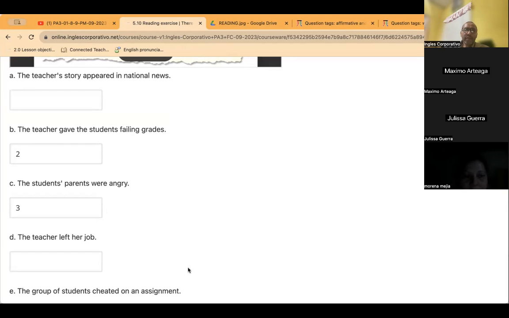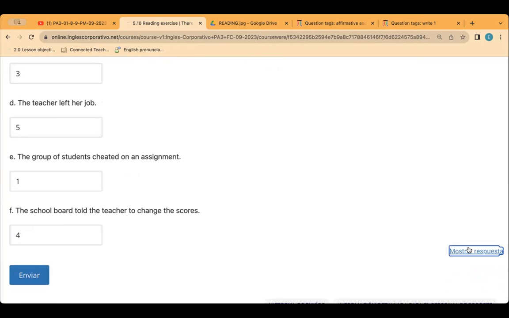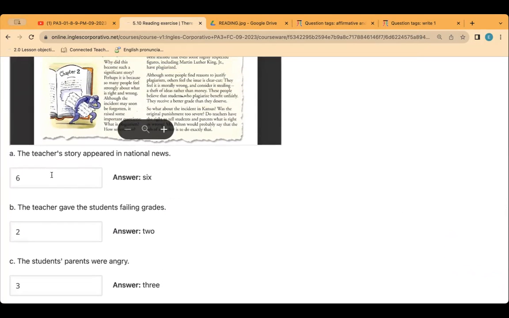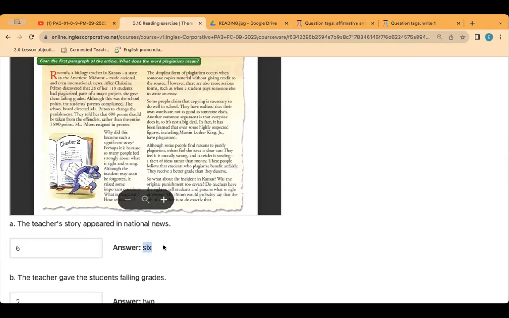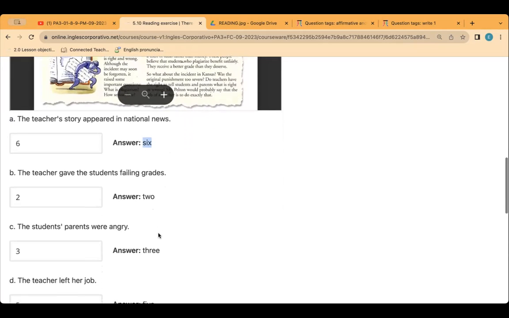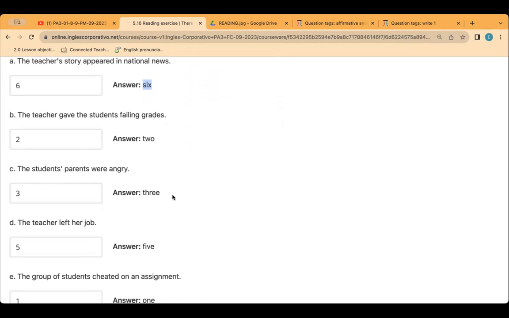Letter G, the teacher left her job. Do you agree? Yes. And the last, the teacher's story appeared in the news. Maximo, do you agree? Yes, teacher. Okay. So as we can see here, we're pretty good. Now, what is important? I put the numbers, but for it to be correct in the platform, you need to write the numbers 6, 2, 3, 5, 1, and 4. The orders are correct, only that we need to write the numbers, not put the number the way it is there, okay? Okay. Good. Any questions?